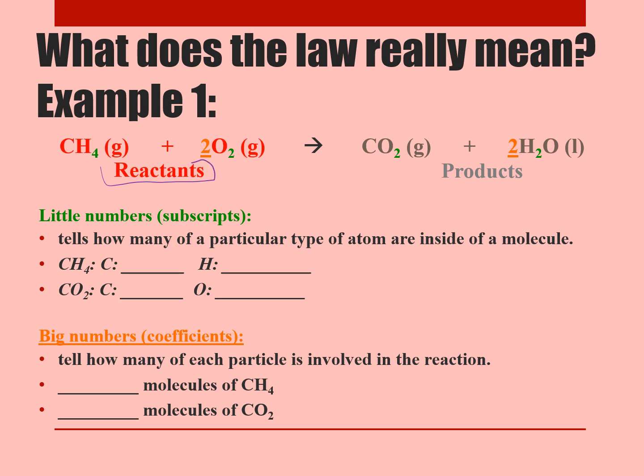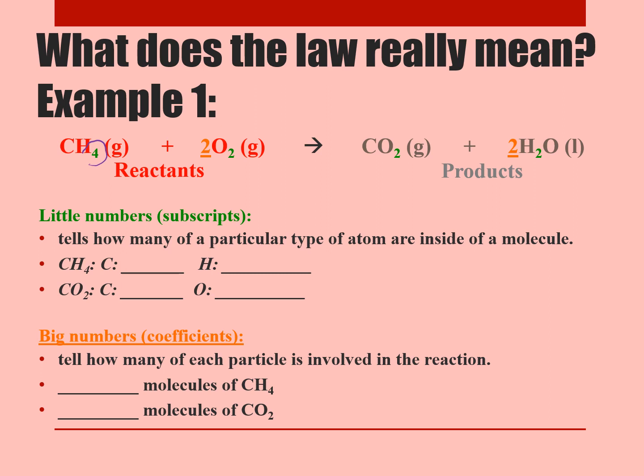First off, looking at these reactants and these products, because they're to the left of the arrow and the right of the arrow, I need to be able to understand what these little symbols mean. This one tells me what state of matter it is in. The G stands for gas, L stands for liquid, S stands for solid, and AQ stands for aqueous, which we really won't get into in this class.